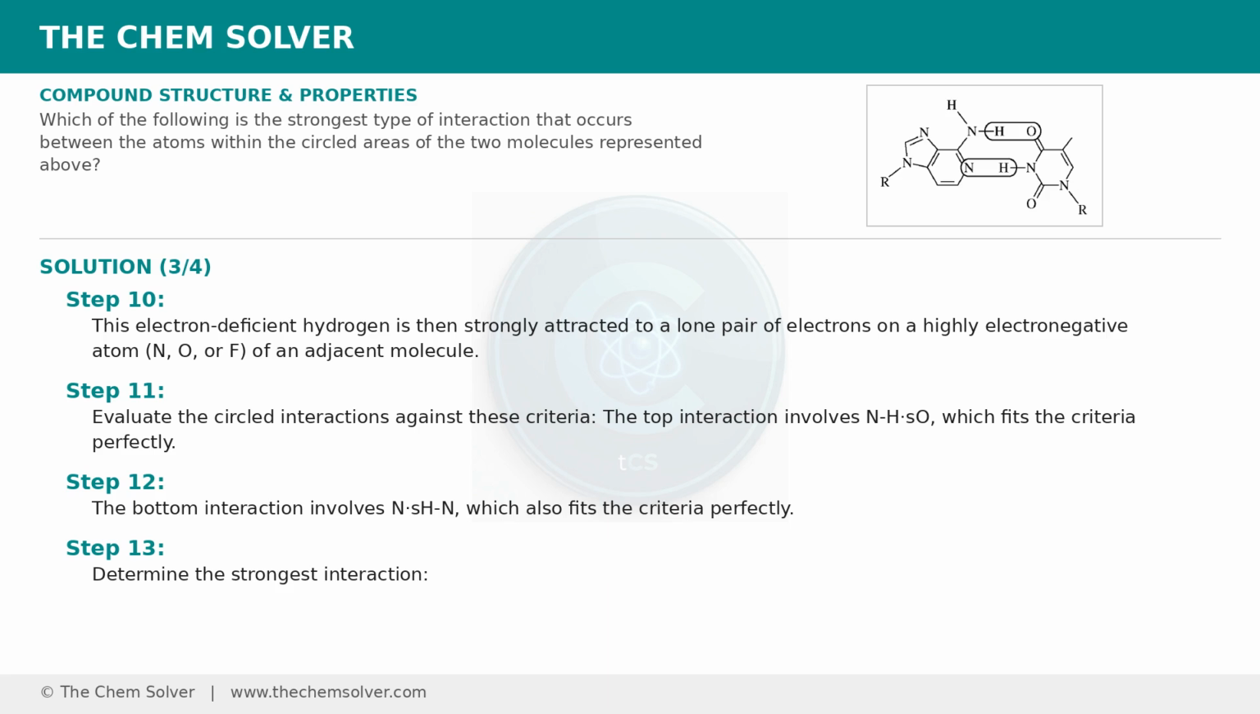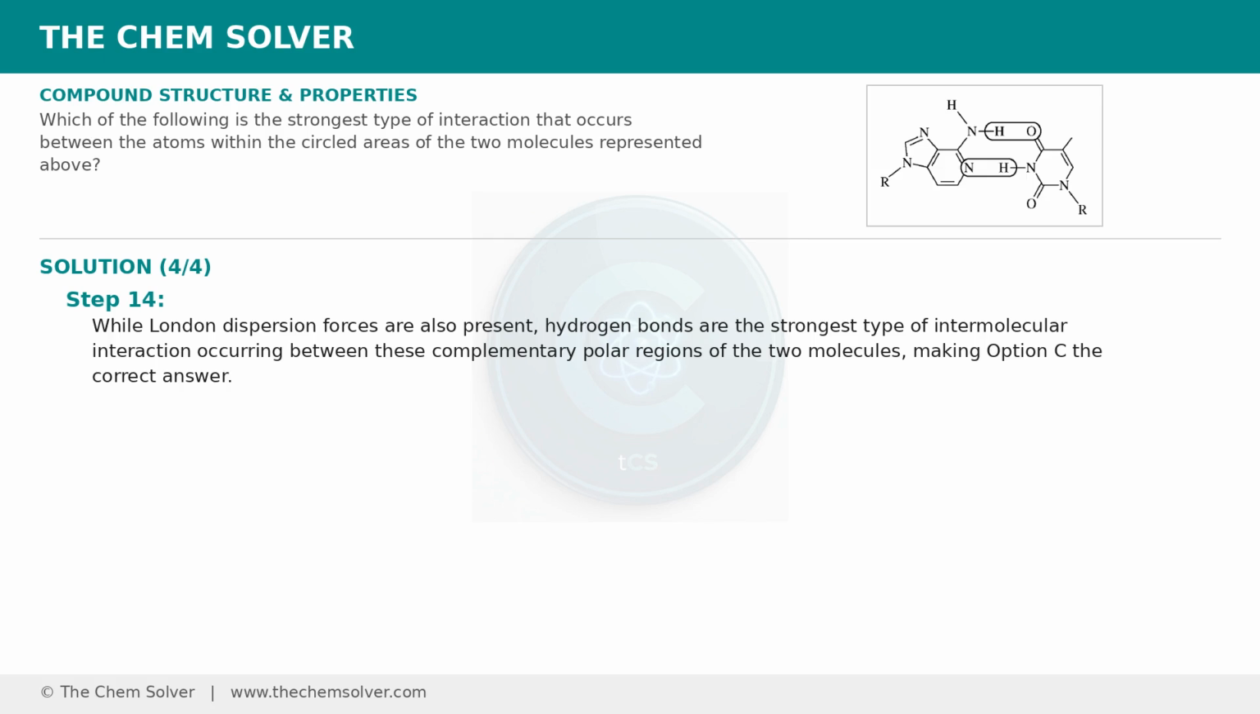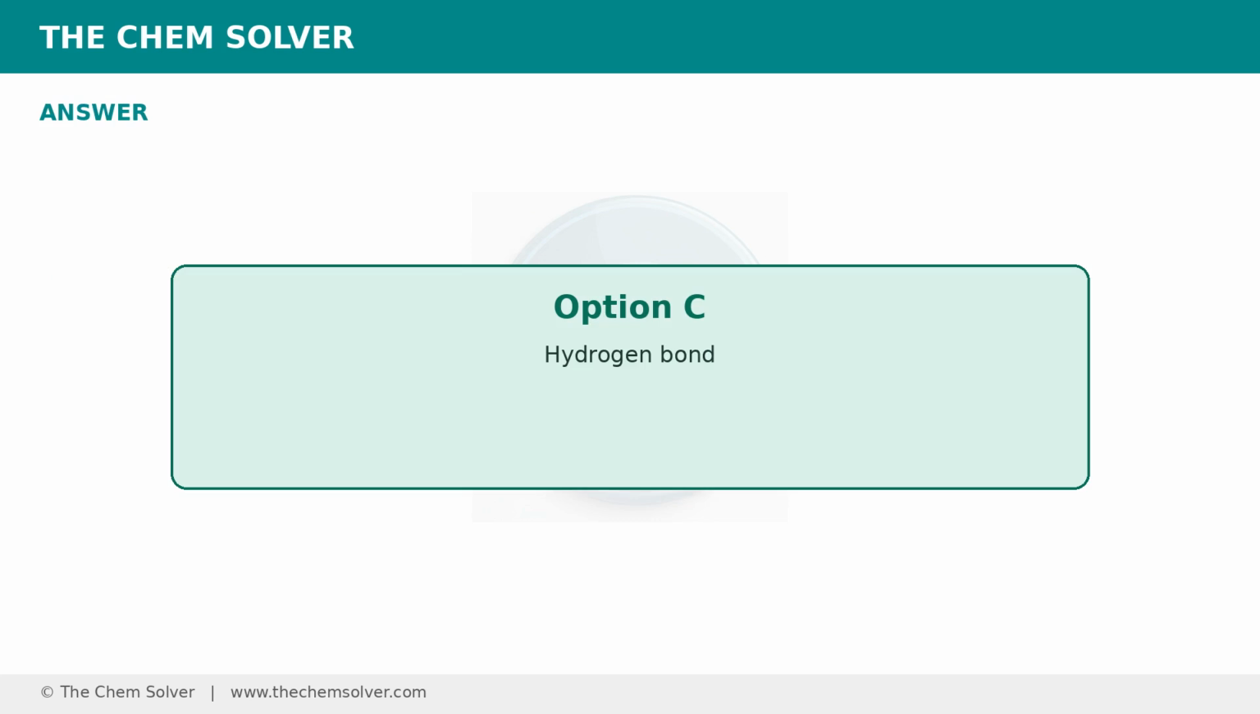Determine the strongest interaction. While London dispersion forces are also present, hydrogen bonds are the strongest type of intermolecular interaction occurring between these complementary polar regions of the two molecules, making option C the correct answer. The correct answer is option C, hydrogen bond.